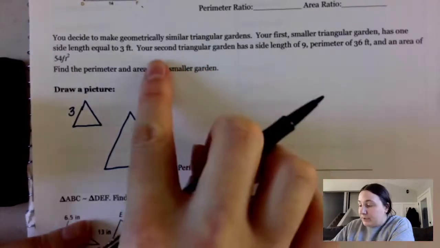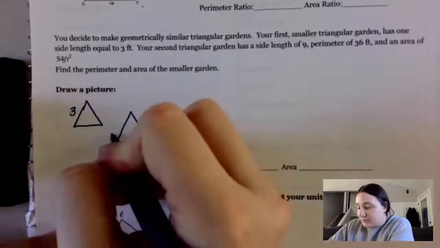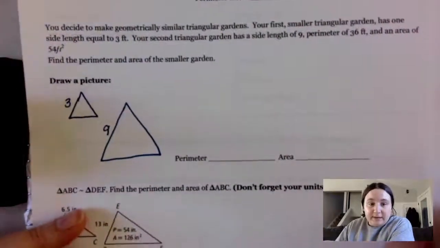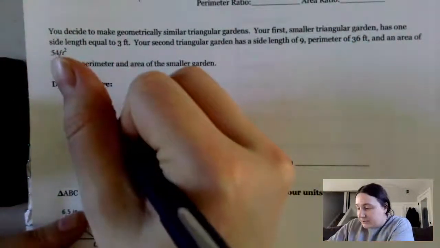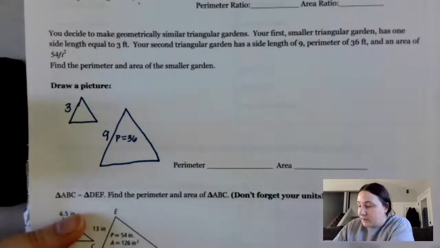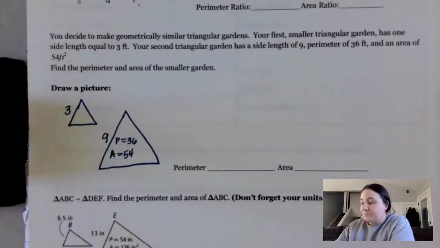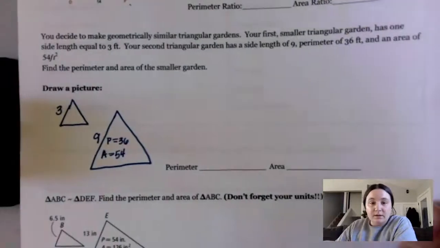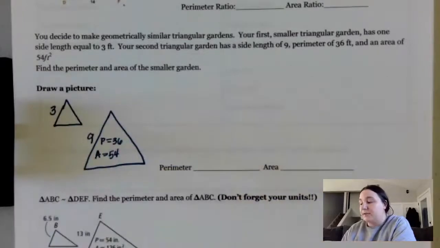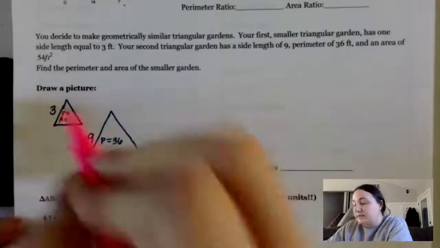And then I want to do the other one. It has a side length of 9, and I want to do the matching side, so I'm going to do the 9 here. It has a perimeter of 36. How I note those is I just write inside the triangle, this perimeter is 36, and an area of 54 feet squared. And then it says I want to find the missing perimeter and area of this smaller garden. So I'm trying to find this perimeter and this area.